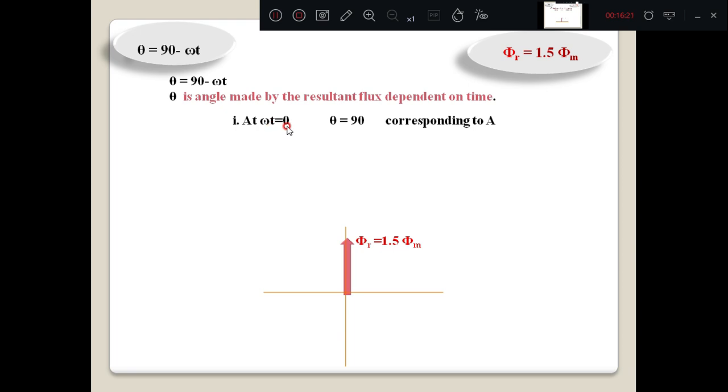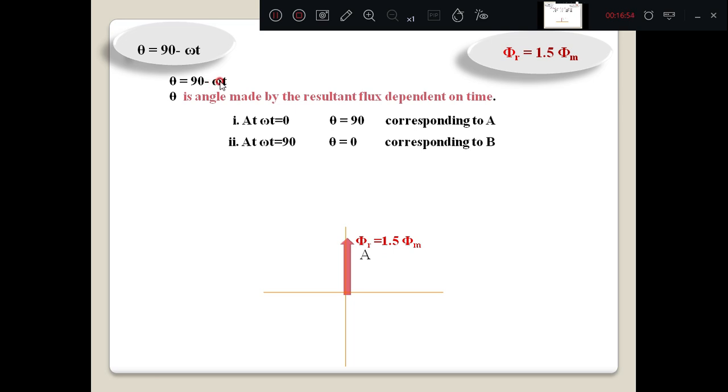Okay, we'll consider different cases. When omega t is equal to 0, what is theta? Theta is 90, which corresponds to the point A. How are we representing A with 90? With respect to the reference, 90 is in the anti-clockwise direction. At omega t equal to 0, you have a resultant flux of phi r, 1.5 times, at 90 degrees.